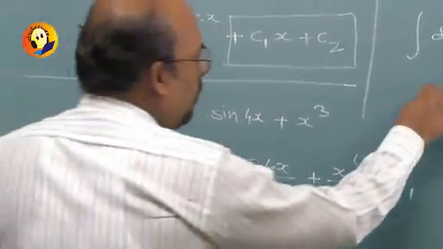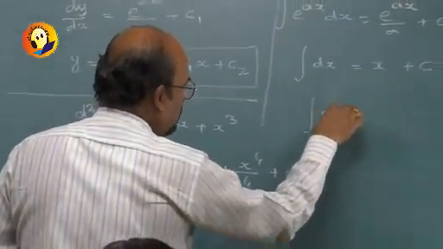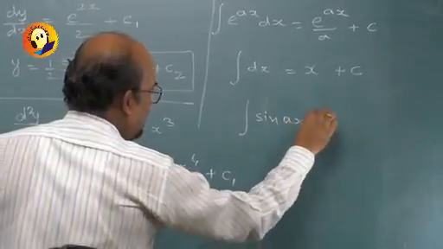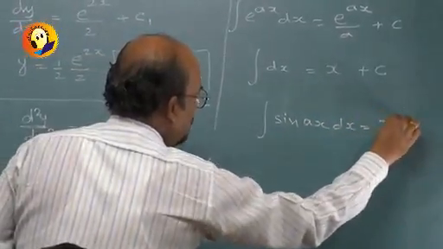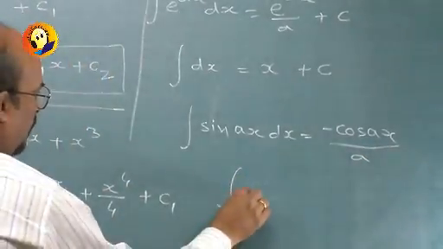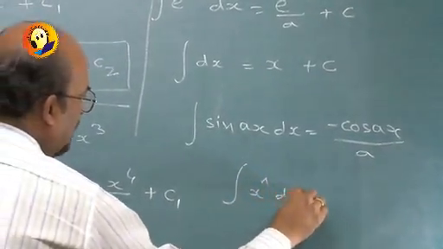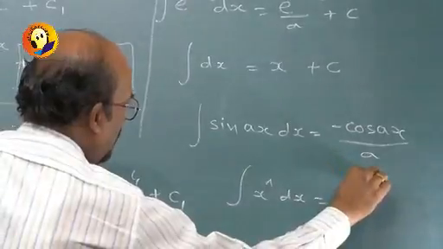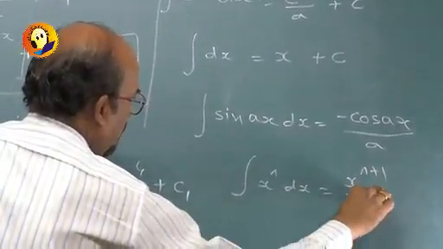So we have one more formula for diploma students. Integration of sin ax dx is minus cos ax upon a. Integration of x raised to n dx is x raised to n plus 1 upon n plus 1.